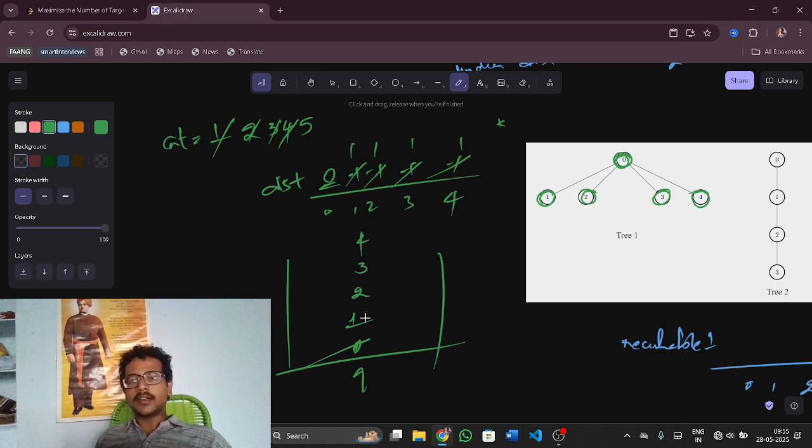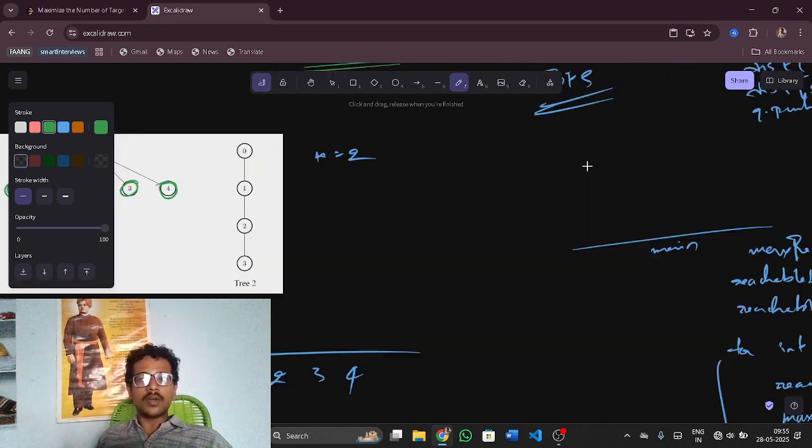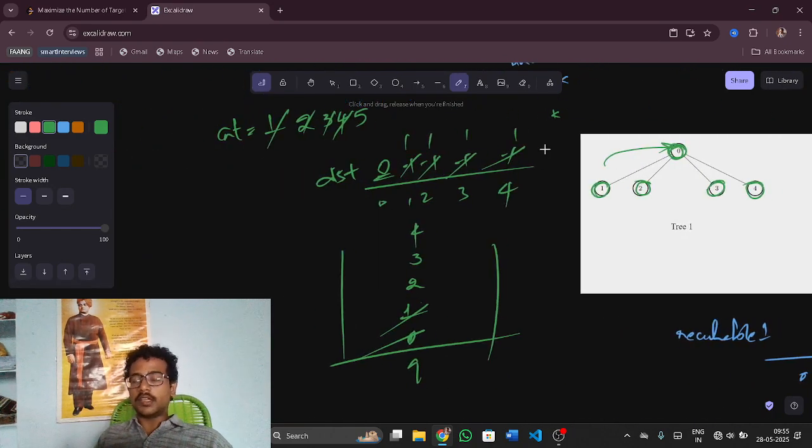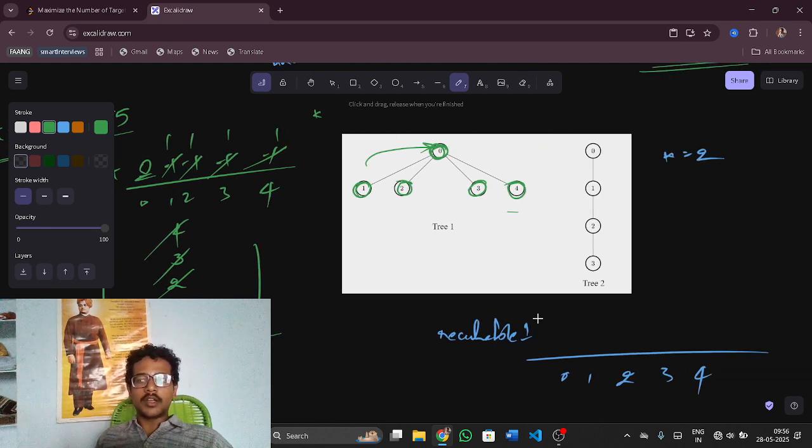4, and the queue will be popped back. Are there any more nodes? No. And even if there are nodes, it goes to 0, and this will be done only if distance of neighbor is equal to minus 1, but it is not true. So this all 1 2 3 4 will be popped back. That's it. And the count of 5 will be returned to here, reachable of 1. So 0 will be reachable till 5.